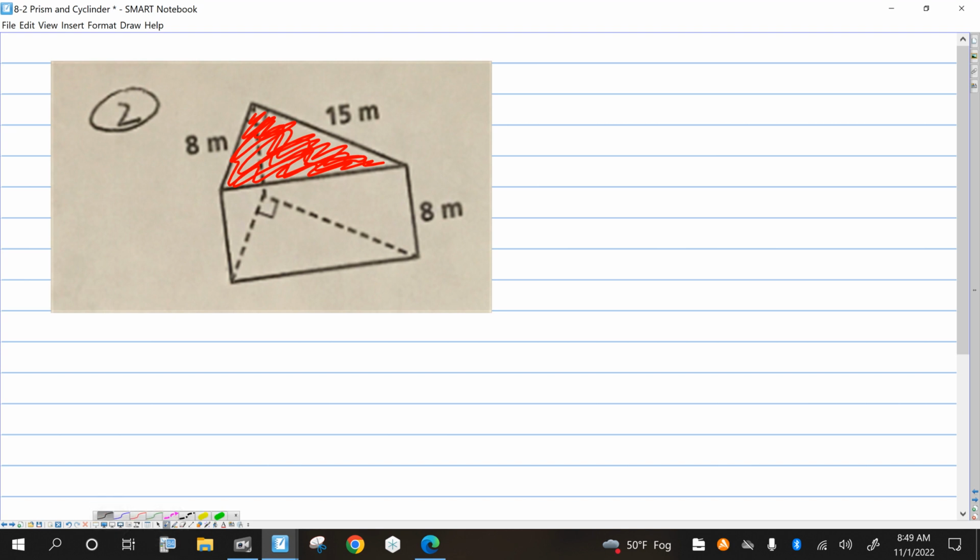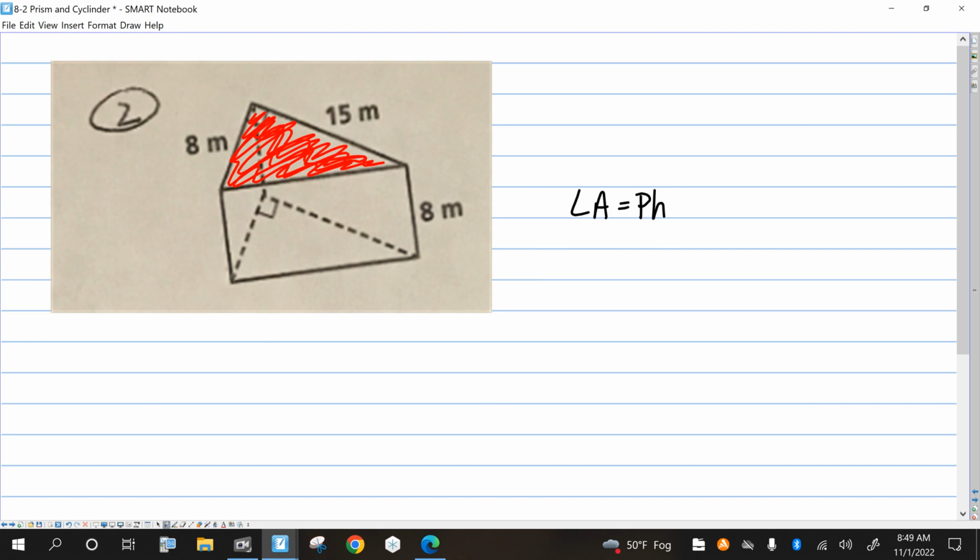It's the same formula. Even if it's a triangular prism or a rectangular prism, the formula stays the same. The lateral area is pH. So P is the perimeter of the base. Now, our base is a triangle. A triangle has how many sides?